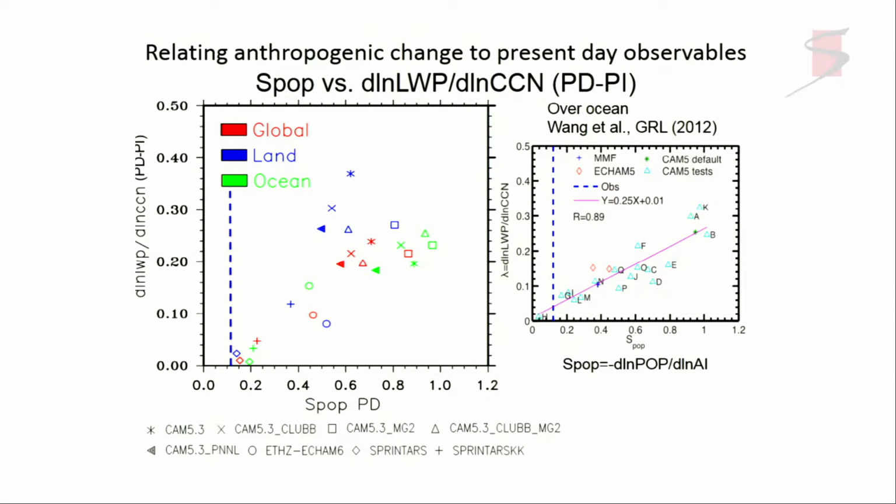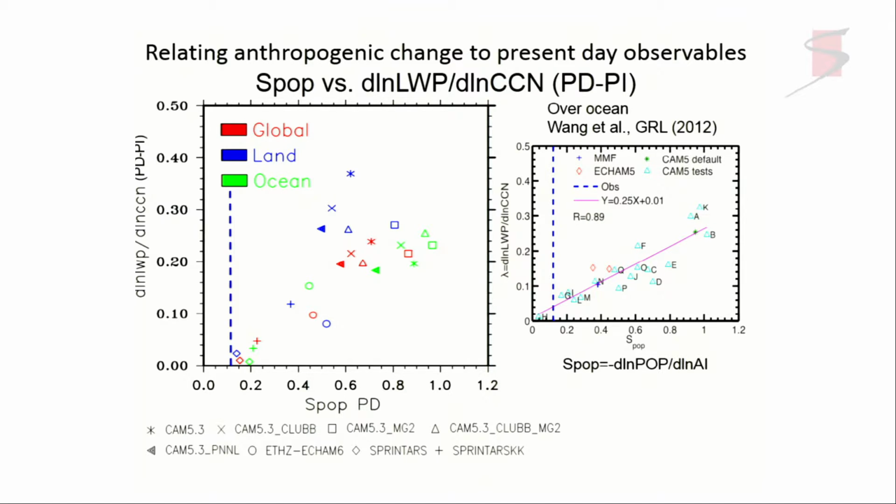I think a very successful example of the first one of these is where Mingwei Wang, in a paper in 2012 in GRL, showed the liquid water path change from the present day minus the pre-industrial. This is how the liquid water path has changed in response to CCN in the present day minus pre-industrial simulation. It's really the lifetime effect in the model, if you want to call it a lifetime effect, or second indirect effect. He found that it correlated very well across different model versions, different models.